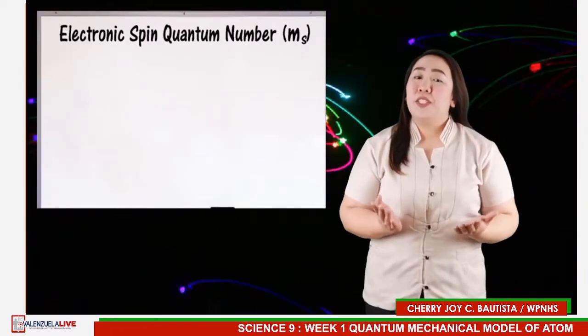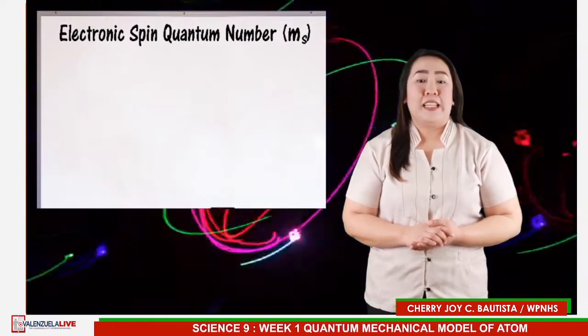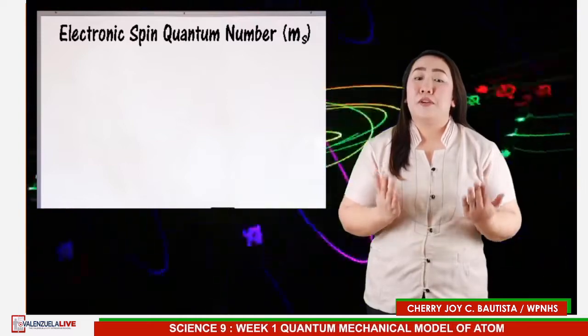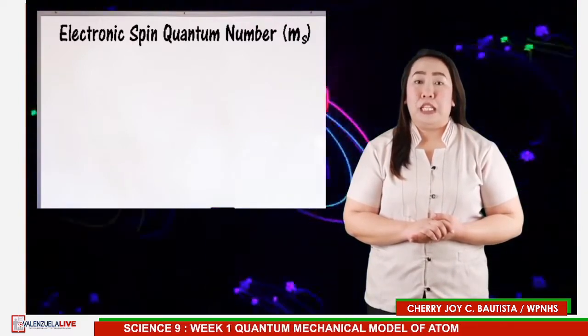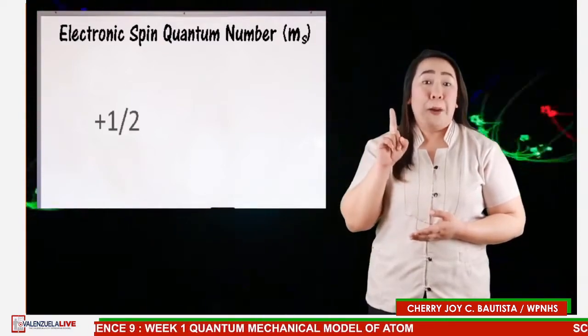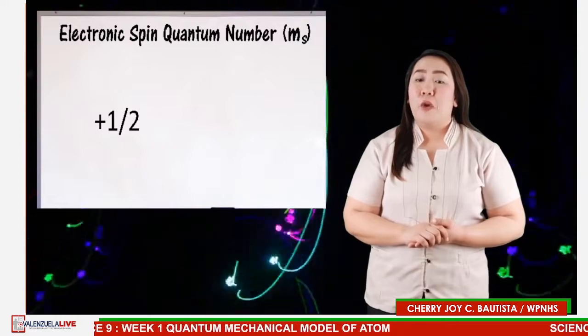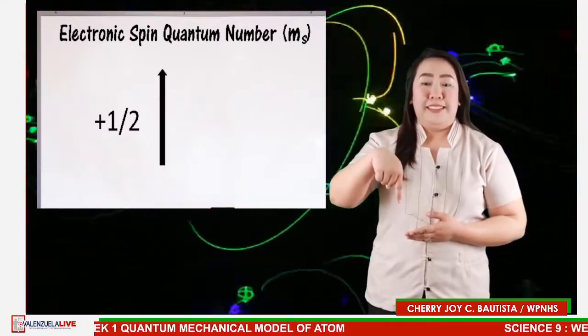The last quantum number is the electron spin, or m sub s. It designates the direction of the electron spin and may have a spin of positive 1/2 represented by arrow up, or negative 1/2 represented by arrow down.